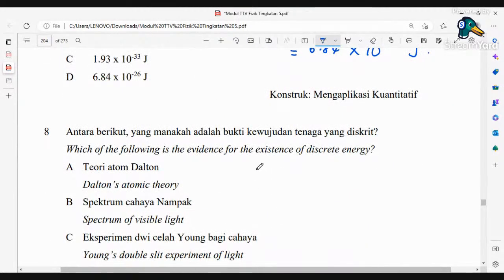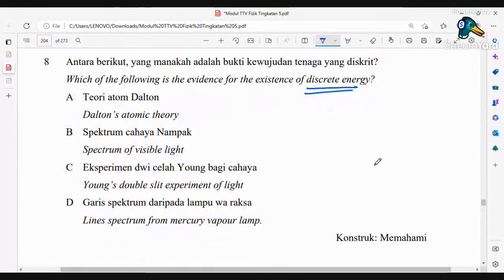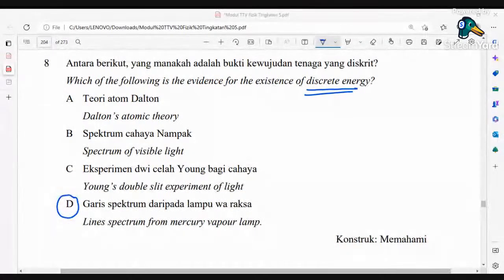Which of the following is evidence of the existence of discrete energy? Okay, the line spectrum will show a discrete energy, meaning each color has its own distinctive frequency and wavelength. So that's that one, discrete energy.